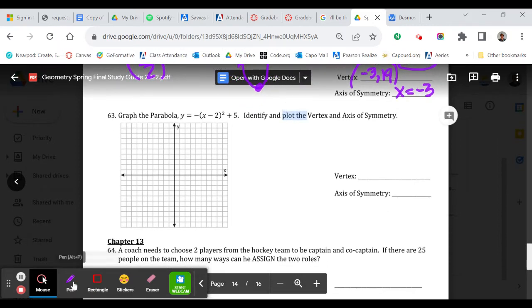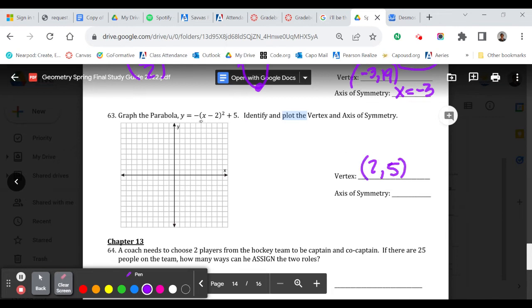Graph the parabola. So first of all, our vertex is at positive 2, 7. We pull it right from there, opposite of what we see for x, exactly what we see for y. So 2, 3, 4, 5. It's negative, so it's going down. And the axis of symmetry goes right through there. That's x equals 2.